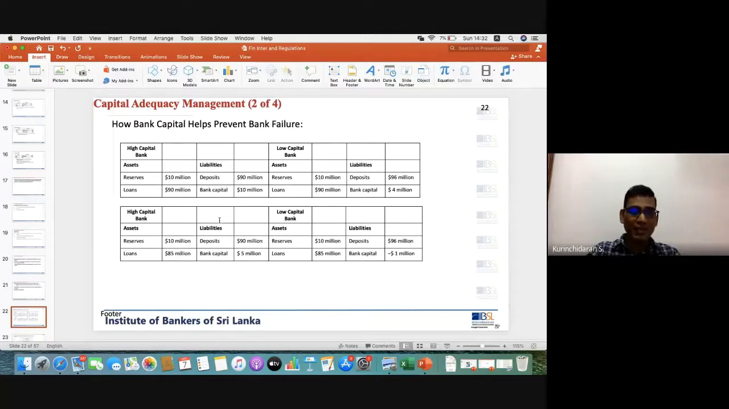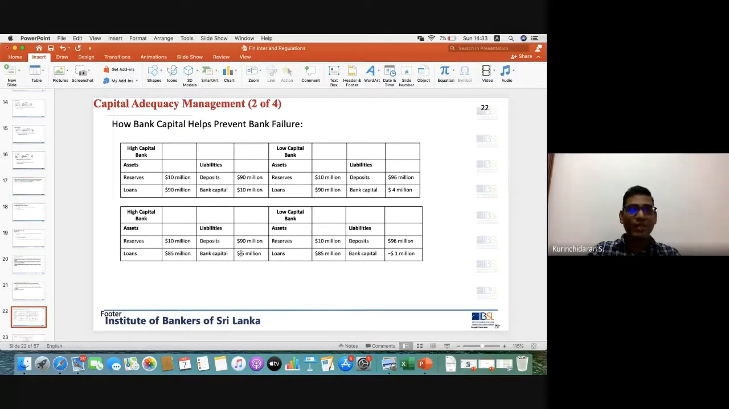Now look at the second table for the high capital bank. Now you make losses. You have given loans, and out of these 90 million loans, you were unable to recover 5 million. It's a defaulted loan, so you are going to provide for that. Your balance sheet is going to change. Reserves are still 10 million, nothing changed, but your loans now become 85 million from 90 million. That is when you make the loan loss provision. That is the loss to the bank.